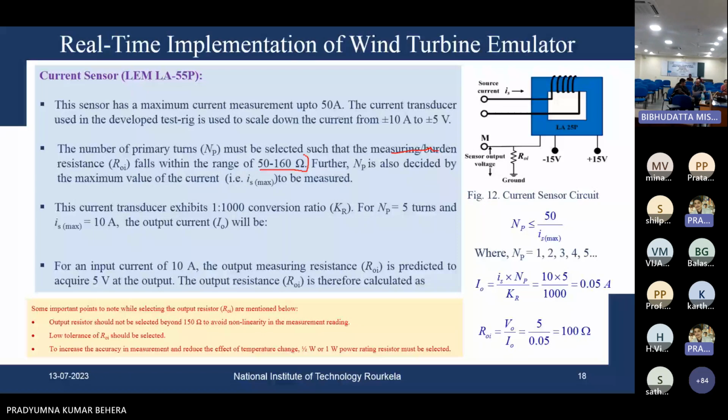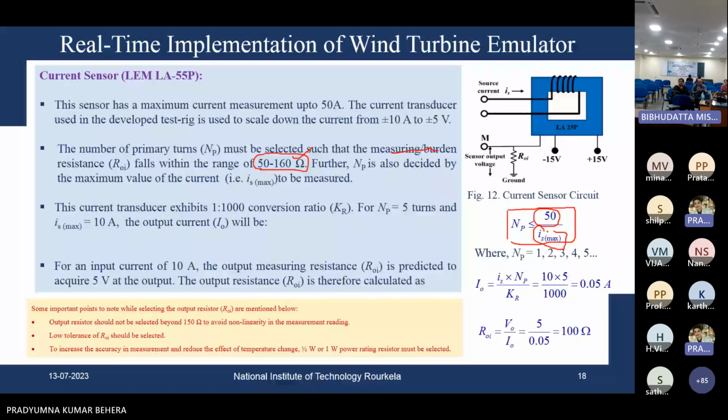This is basically specified by the manufacturer datasheet. Further, the number of turns in the primary winding is basically decided by the maximum value of current to be measured. Means we can decide the number of turns on the primary side using this equation. This is the maximum current rating of the LEM current sensor, and the maximum current which I want to measure is 10. So if I am trying to measure a maximum current of 10 ampere, then my number of turns should be equal to 5, or it can be less than 5.